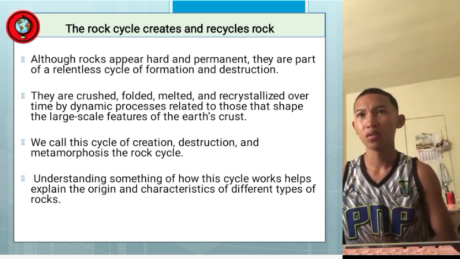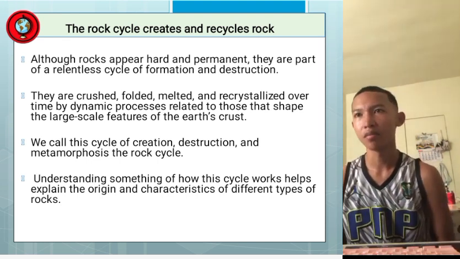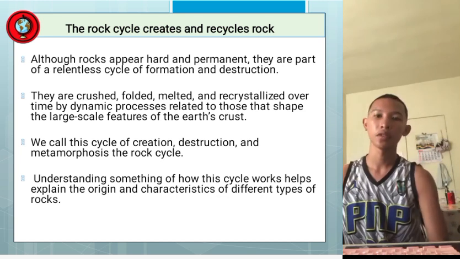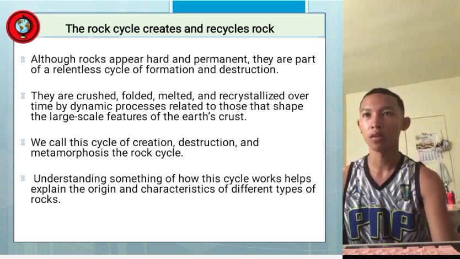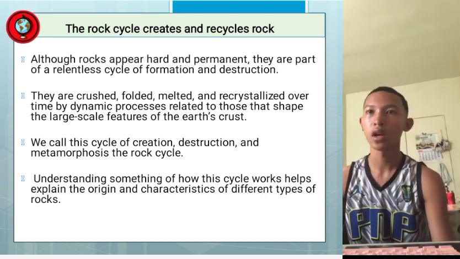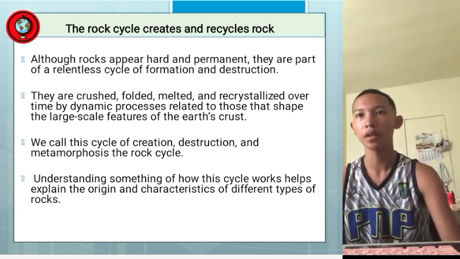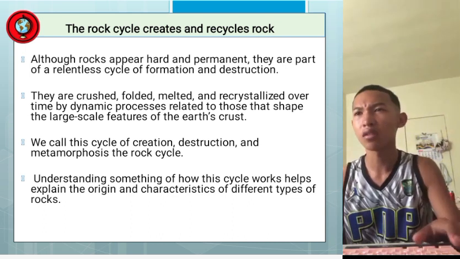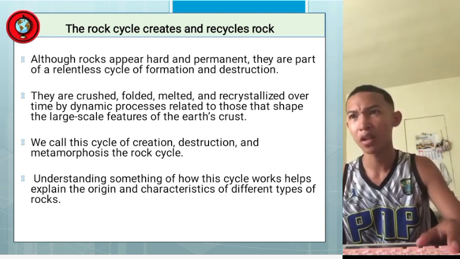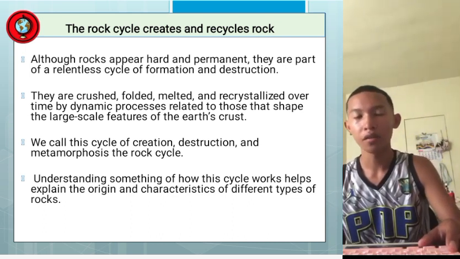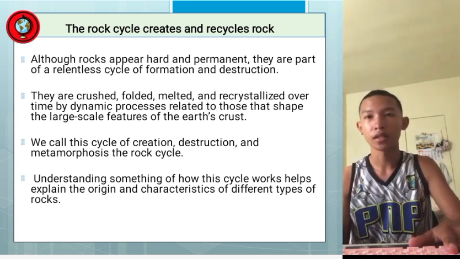Although rocks appear hard and permanent, they are part of a relentless cycle of formation and destruction. They are crushed, folded, melted, and recrystallized over time by a dynamic process related to those that shape the large-scale features of the Earth's crust.